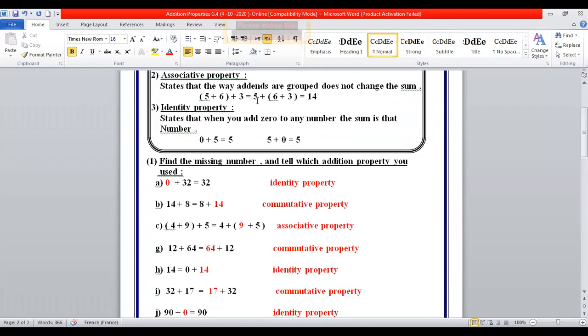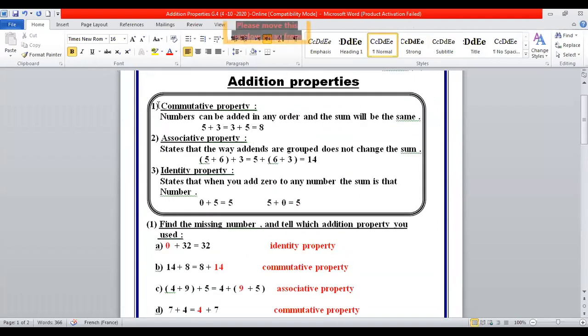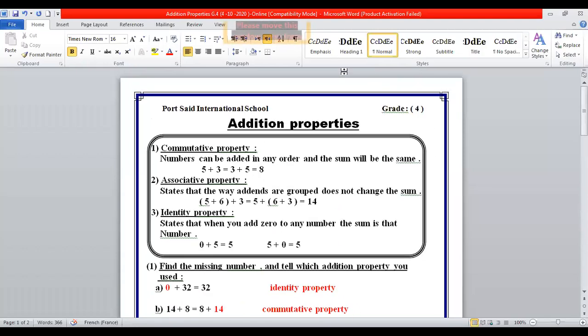Okay, guys. Again, quickly, these are the 3 properties we have in addition. Commutative property means if we change the order of the addends, it doesn't change the result. The associative property means if we have 3 numbers and we change the grouping, starting by adding the first 2 numbers or the last 2 numbers, the result will be the same. And identity property means the sum of any number and 0 equals the same number. This is our lesson today.